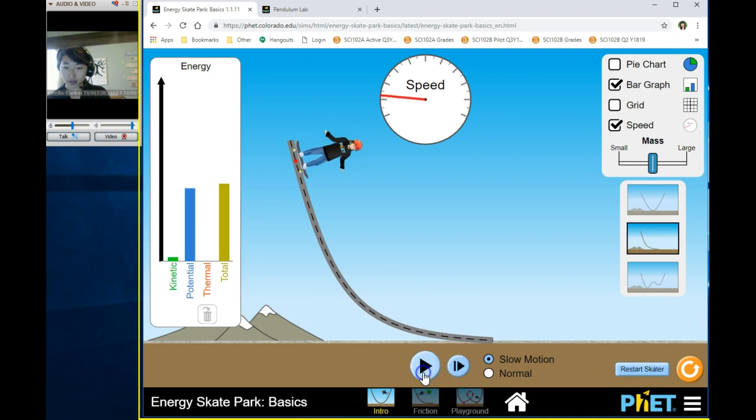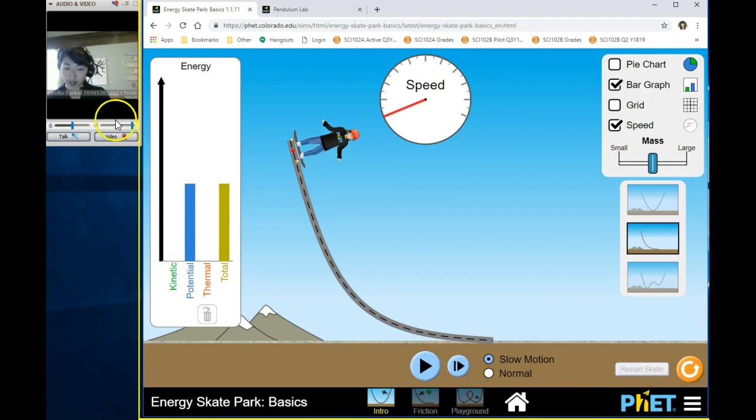So again, we're going to start at the very top. Looking at the very top, what is his energy? Is it kinetic or potential? Take a look at our graph right here. You might need to lean your head a little bit sideways. But at the very top of our ramp, what does he have? Kinetic or potential energy?